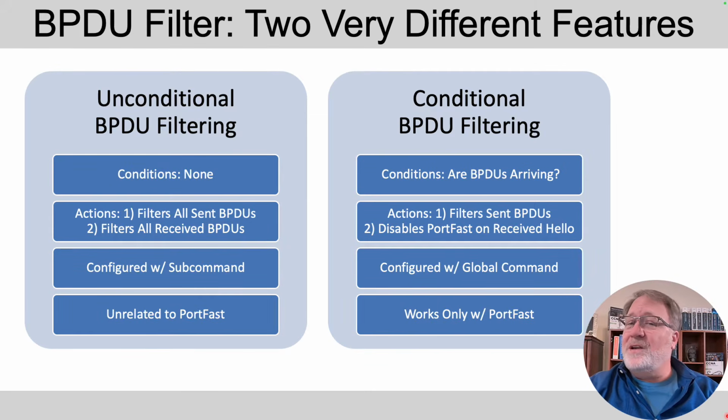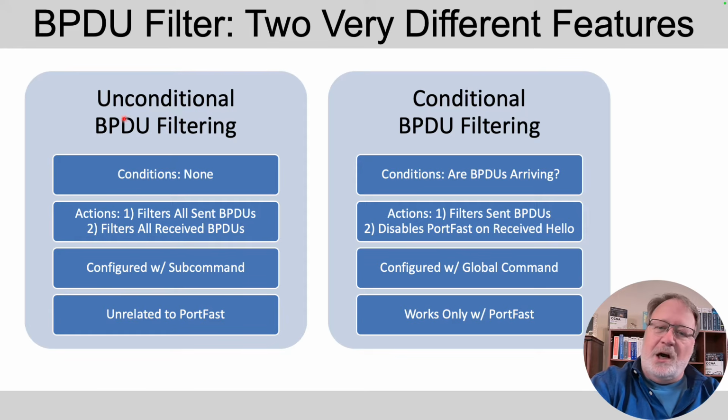So there are two flavors of this BPDU filtering. Conditional filtering, described on the right, works only with PortFast. So its only reason for existing is for ports that are already doing PortFast. And notice it says here at the bottom, configured with the global command. So if you see the keyword BPDU filter and it's in a global command, that's your clue that it's conditional BPDU filtering.